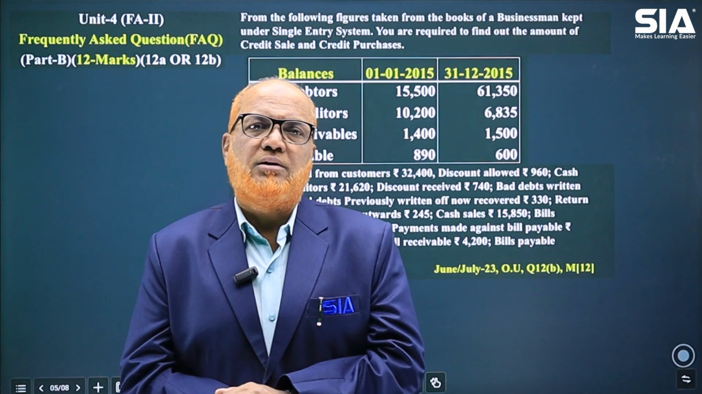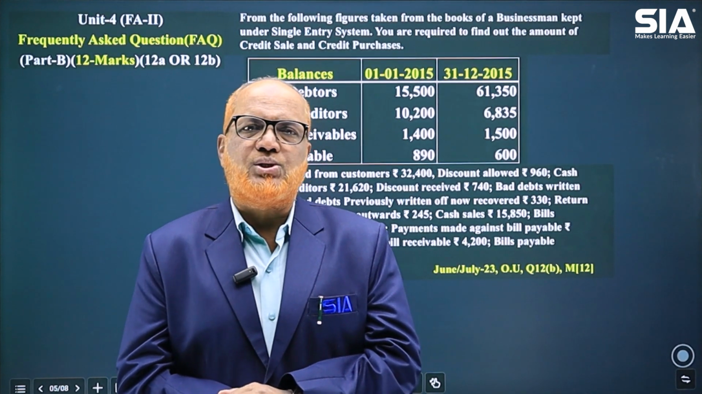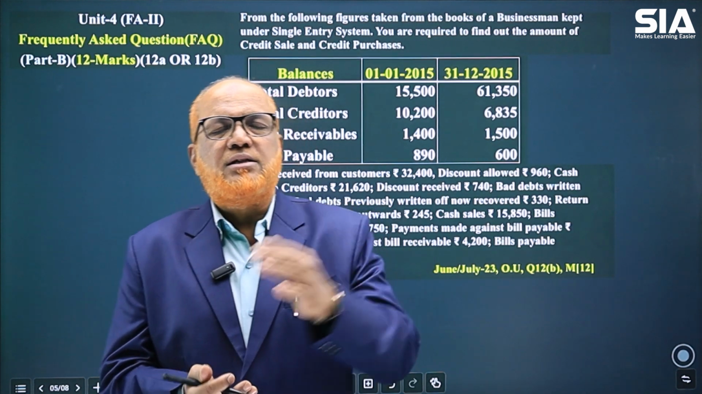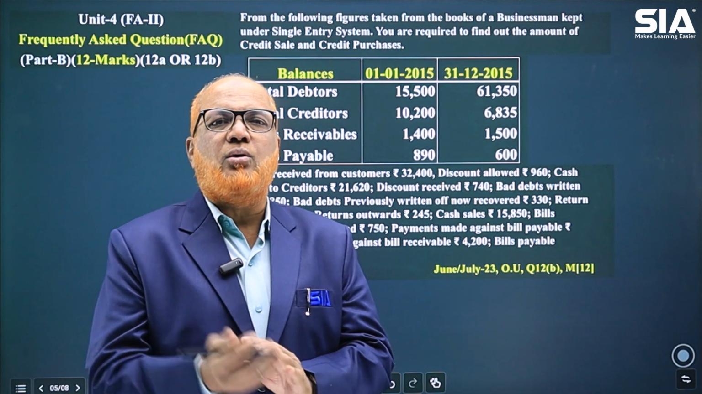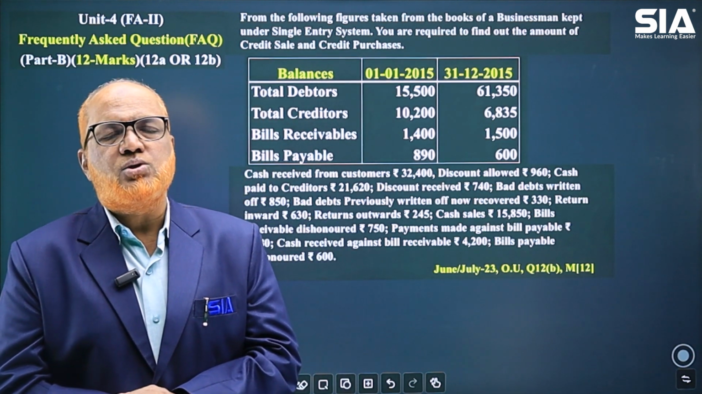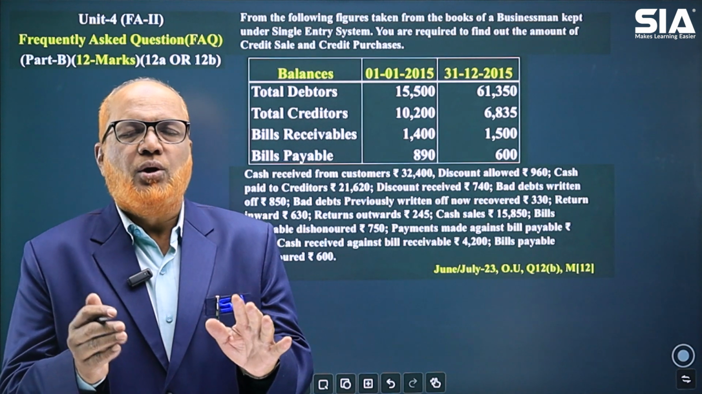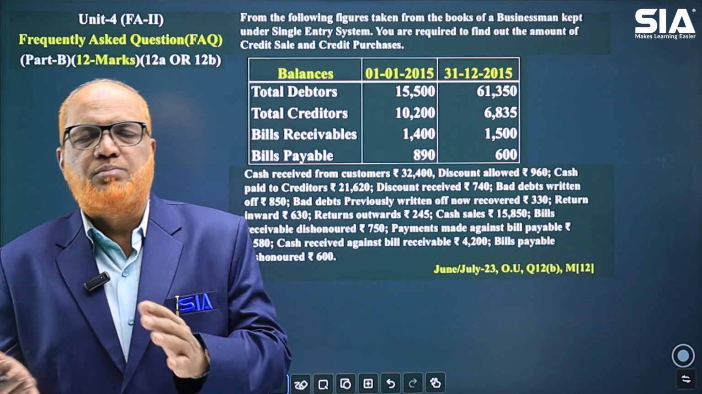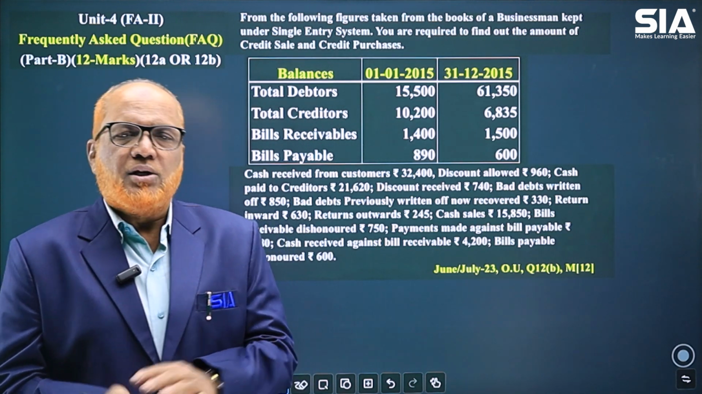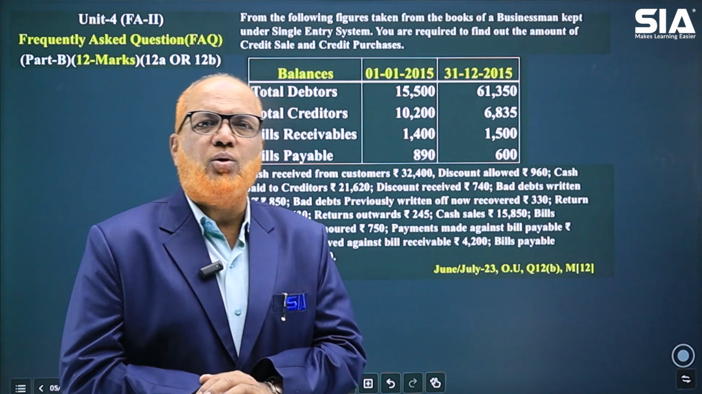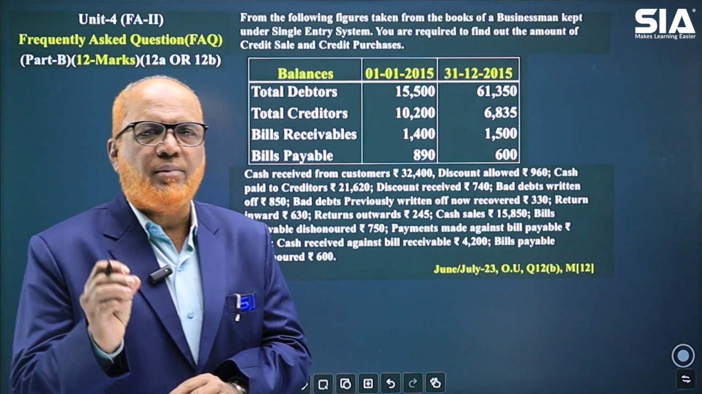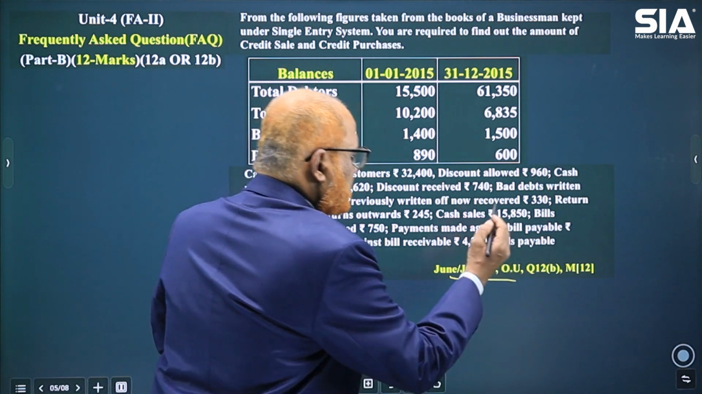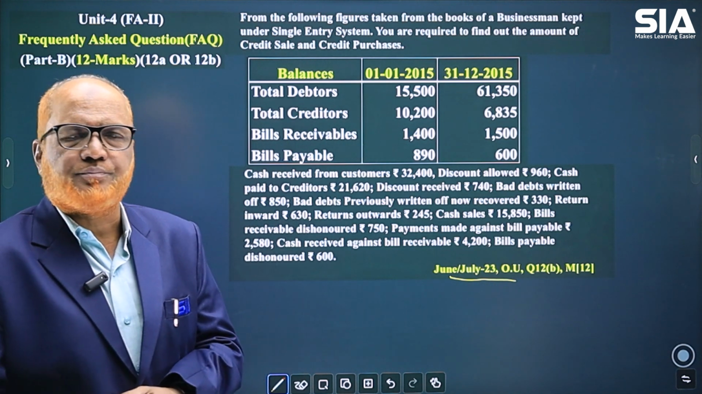So how to find out the credit sales and credit purchases? Total debtors account, total creditors account. Along with that, bills receivable account and bills payable account need to be prepared. So in examination, they will ask you to make the total debtors account, total creditors account, bills receivable account, bills payable account, like that. Presently, in this video, I'm going to explain one examination asked question. This was asked in June-July 2023 OU examination for 12 marks.